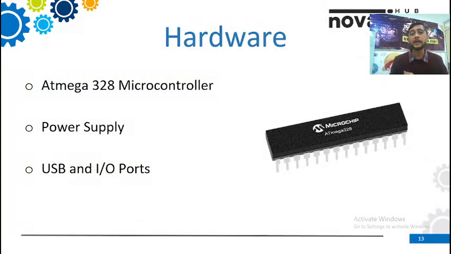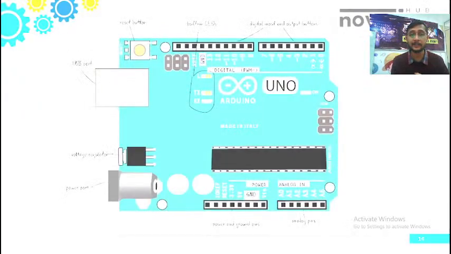Now the hardware part of the Arduino Uno. First thing, the hardware is a microcontroller chip. You can see in the image it is written as microchip ATmega328. It is the brain of the hardware part. The power supply, the USB and the input output ports I will show you in the next slide.